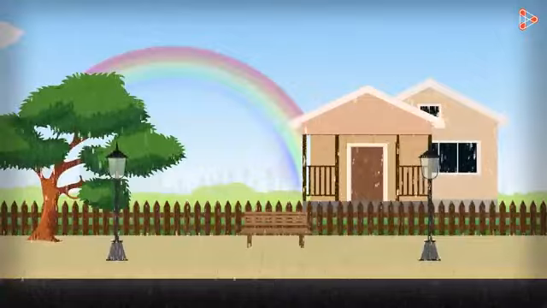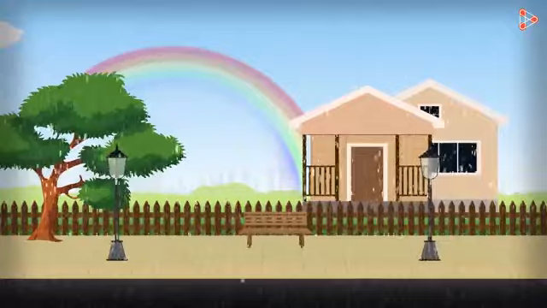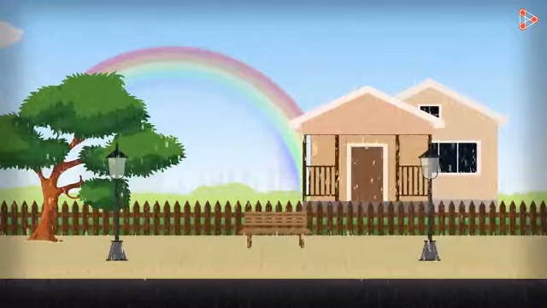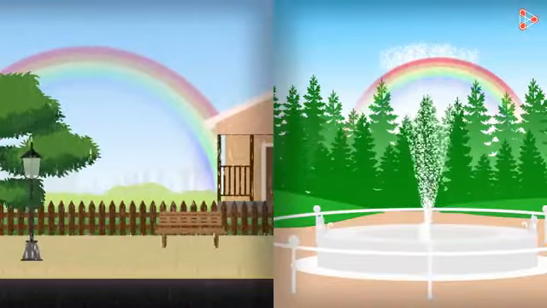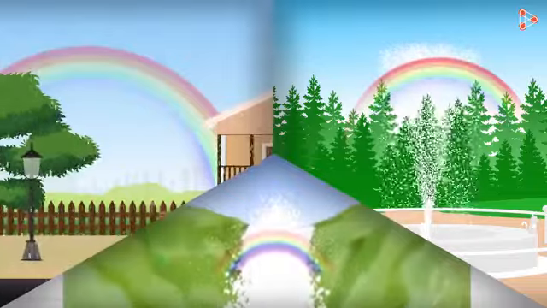Rainbows are one of the most beautiful sights in nature, and we usually see them on a rainy day. But you will be surprised to know that you can even see them on sunny days if you're near waterfalls or fountains. So what is really required for a rainbow to be formed?